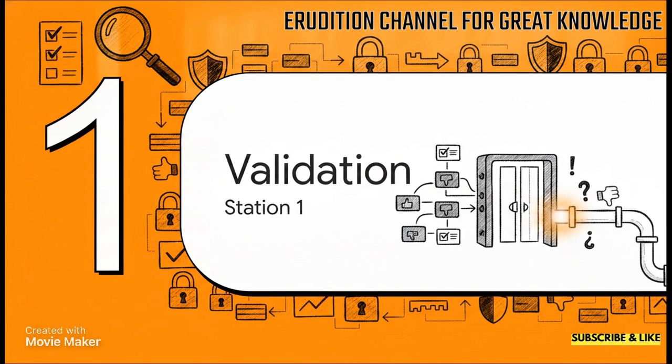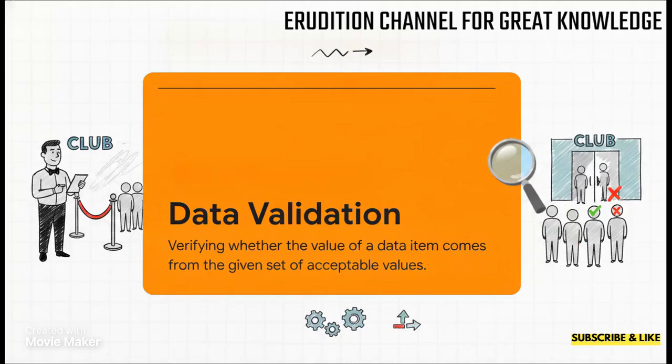Station 1, validation. So before we even think about organizing anything, we have to make absolutely sure the data we just collected is actually supposed to be there. The UNECE glossary officially defines data validation as an activity aimed at verifying whether the value of a data item comes from a given set of acceptable values. Basically, you can think of this function like a bouncer at the door of an exclusive club. The bouncer has a list, and if your name, or in this case your data value, isn't on that list of acceptable values, you simply don't get in, period.